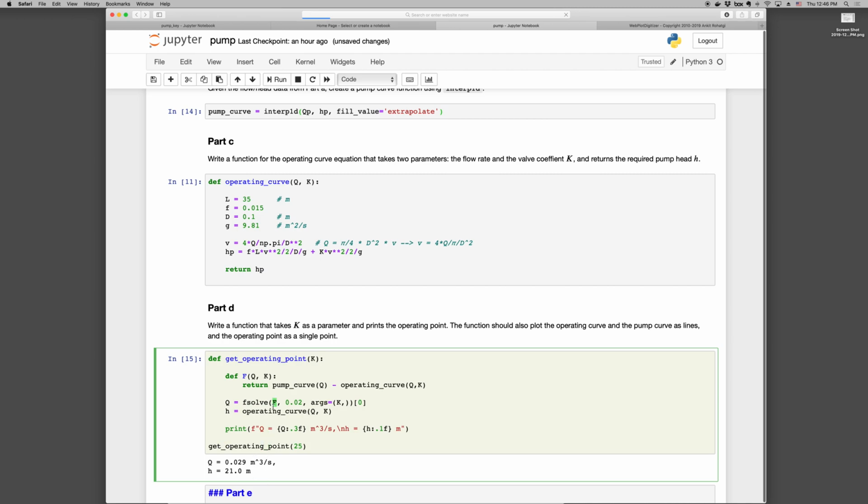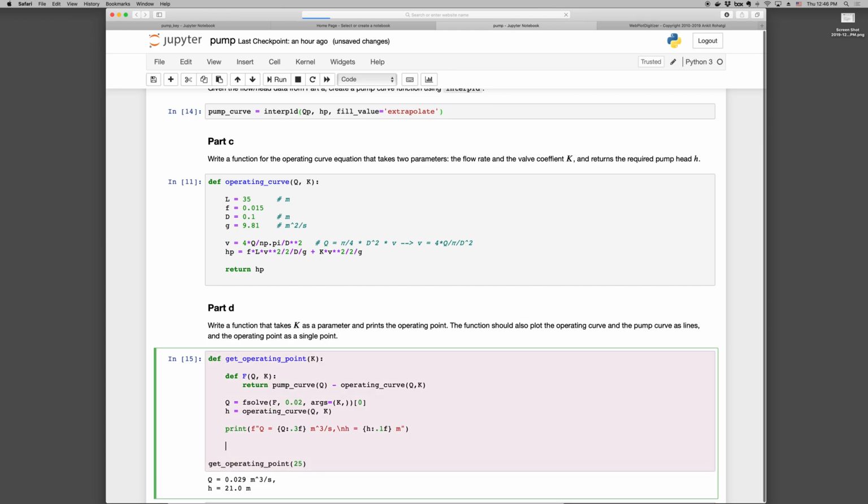So now let's also let this function plot. So plt, let's make some data to plot. We'll call it Q points and np.linspace. We'll go from the lowest value, np.min of Q pump, to np.max of Q pump, and I don't know, 100 points. And then we can plot this, plt.plot Q points. And we want the pump curve, so that will be pump curve with those points. And we'll also do the operating curve with those same points.